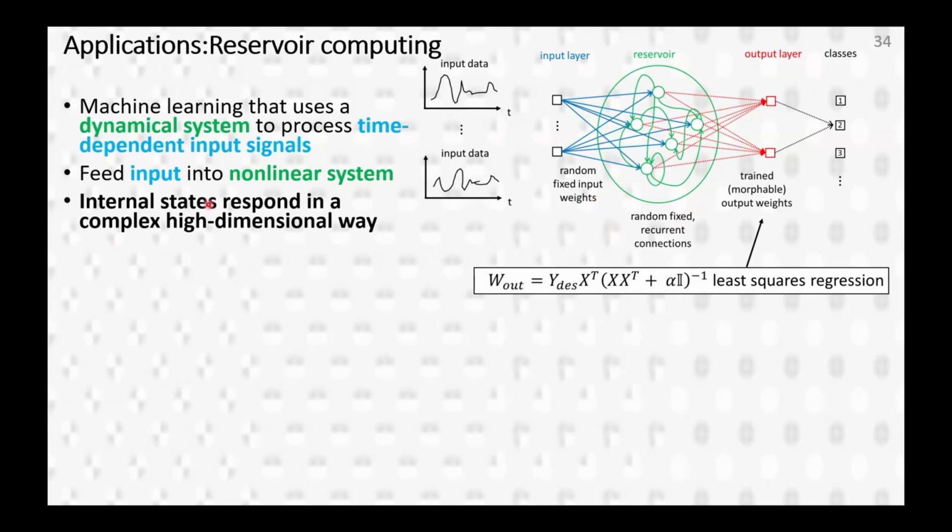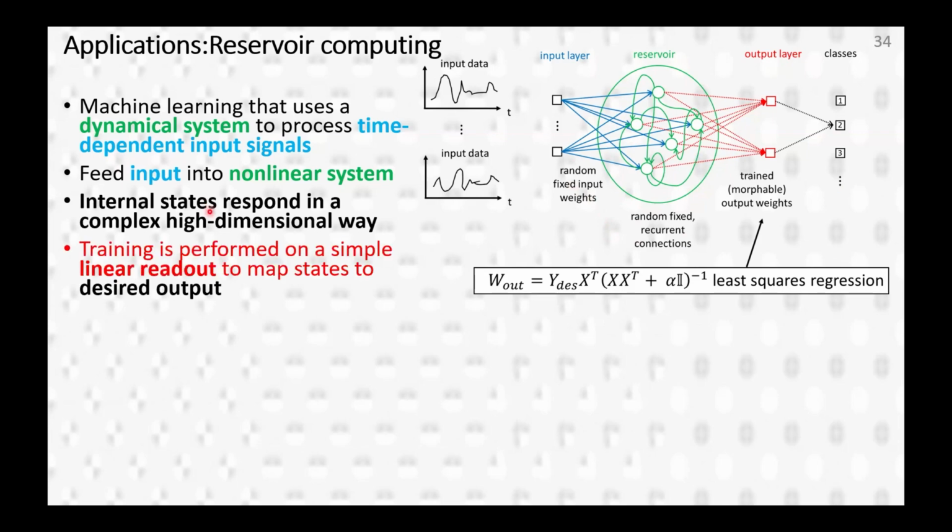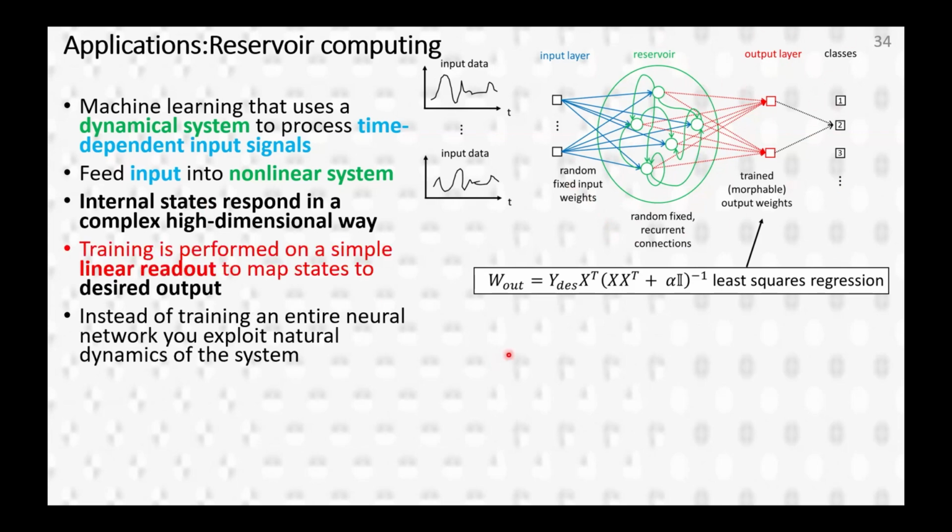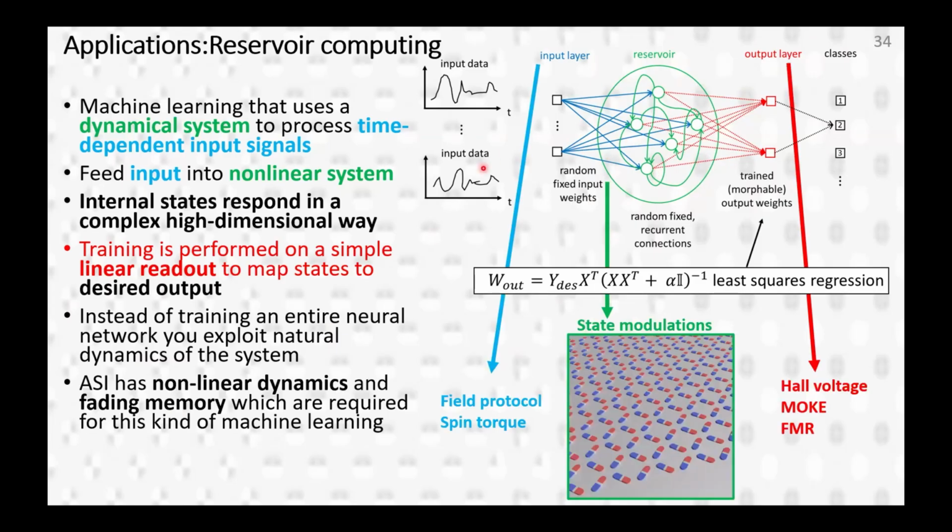Yeah, so the internal states respond in a complex and high dimensional way. So your training is only performed on the output. You exploit the natural dynamics of the reservoir rather than doing it computationally. So ASI has nonlinear dynamics, and it also has the fading memory, which is required. It has to remember a few of its previous states, but it also has to forget states from a long time ago. And with magnetic systems, we have many ways of inputting signals. We can do field protocols, we can add spin torque, and then we can measure the output using, say, Hall voltages, MOKE, or FMR.